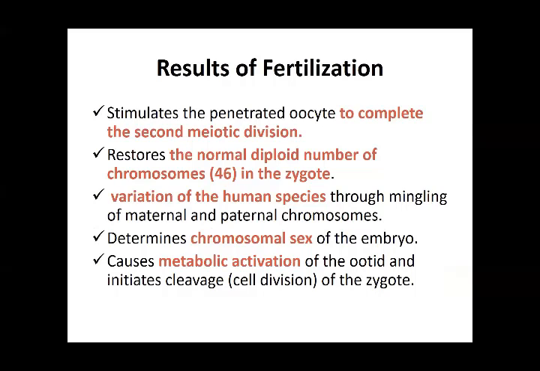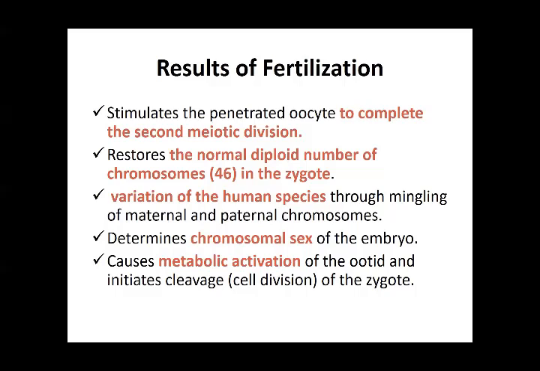It stimulates the penetrated oocyte to complete the second meiotic division, as we've said. The normal diploid number of chromosomes is restored. These are the results of fertilization. Then the mixing of genetic material leads to variation of the human species through the mingling of maternal and paternal chromosomes. Then, once fertilization has occurred, the chromosomal sex of the embryo is determined, and it causes metabolic activation of the ootid and cleavage, that is, the mitotic division starts. So all these steps occur once fertilization has occurred.